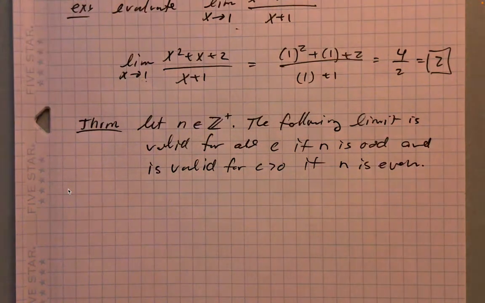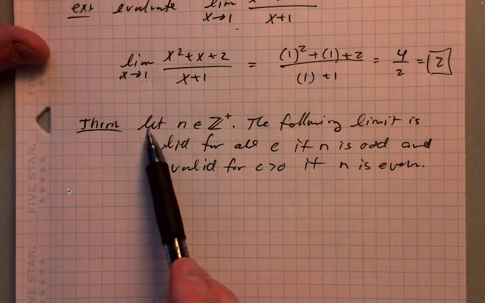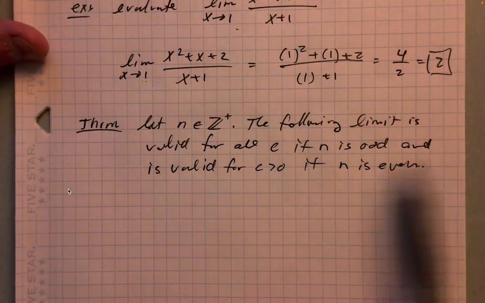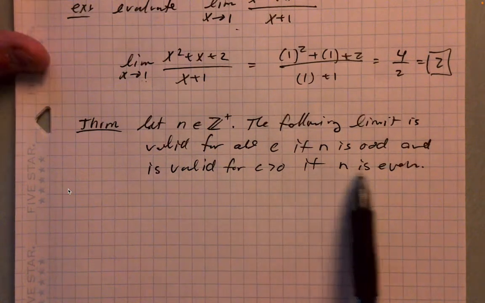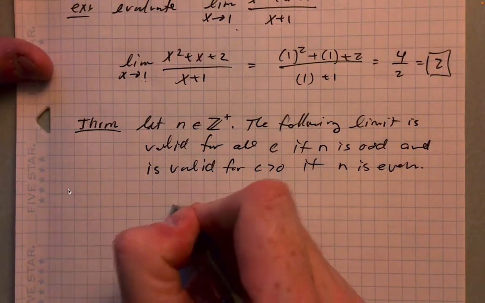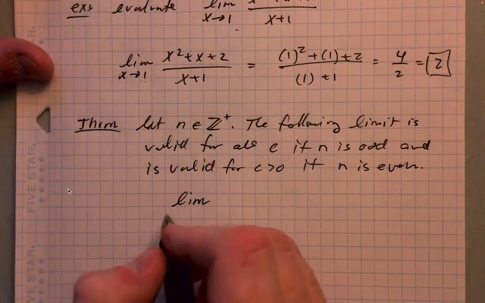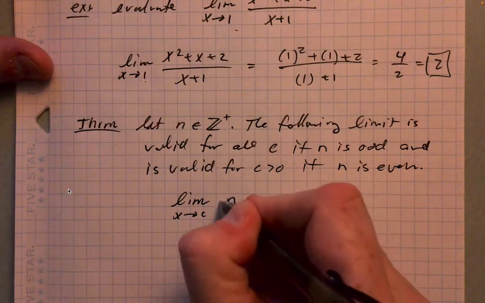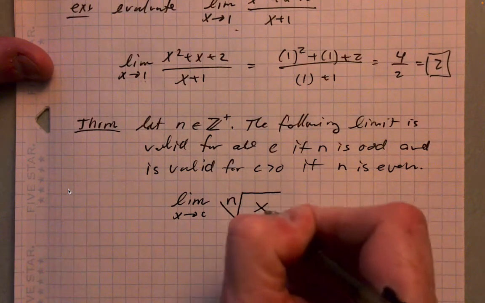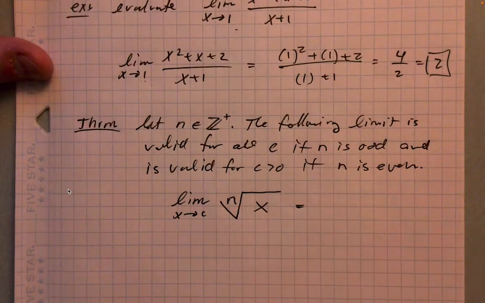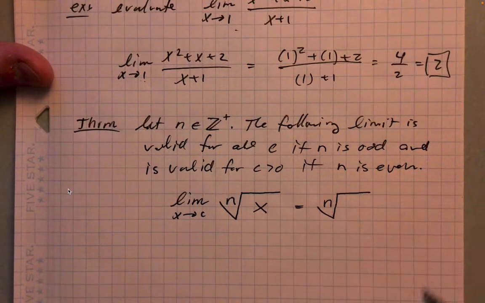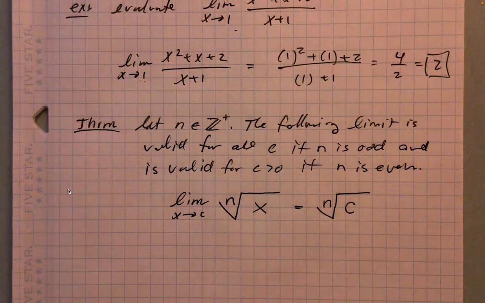Okay, so probably you're expecting some square root stuff here, right? And you would be correct. So for a positive integer n, the following limit is valid for all c if n is odd, and is valid for c greater than 0 if n is even. And it is this: the limit as x goes to c of the nth root of x is equal to the nth root of c.